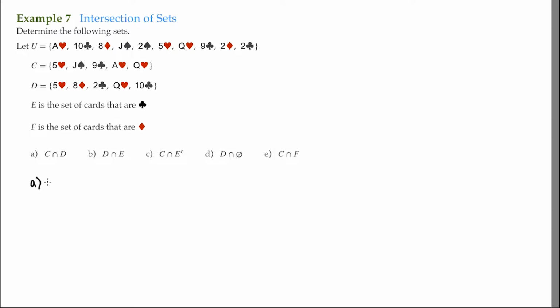So where does C intersect D? Set C intersect set D. So we look for the elements that are in C that are also in D. So we can see we have a 5 of hearts here, and we have a 5 of hearts here, and then we have a queen of hearts here, and we have a queen of hearts here. So it looks as though the only two elements that these two sets intersect at is 5 of hearts and queen of hearts. And I'm not going to draw this little graphic. I'm just going to write it down as an H, 5 of hearts and queen of hearts.